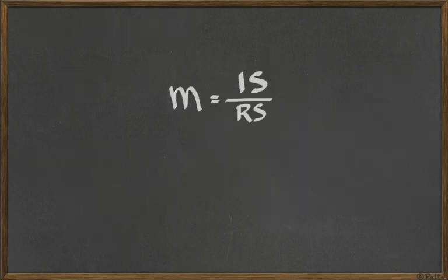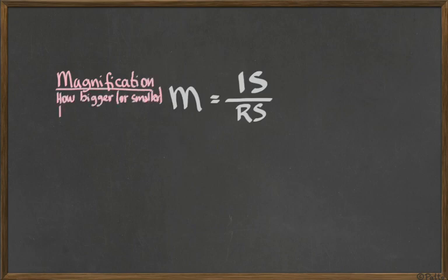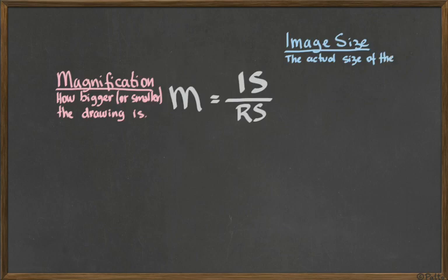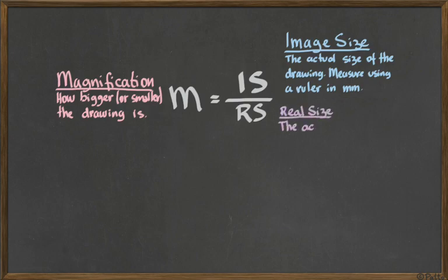Just to formalize this, this is the formula. Magnification is how much bigger or how much smaller something is in relation to a drawing or whatever. And image size is the actual size of the drawing or the picture or whatever you're seeing over there. Usually you measure it using a ruler. You get a ruler in millimeters, you measure it, you play with that. And the real size is the actual size of the object that was in the picture or in the drawing.